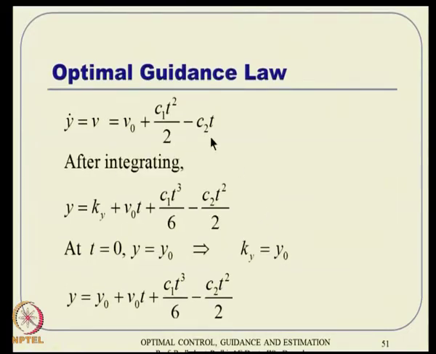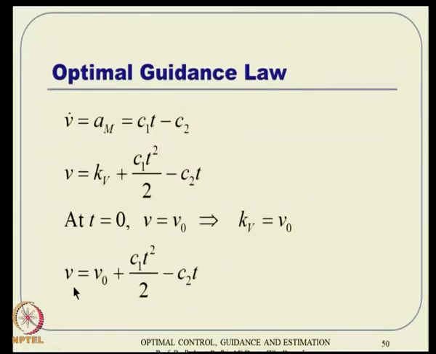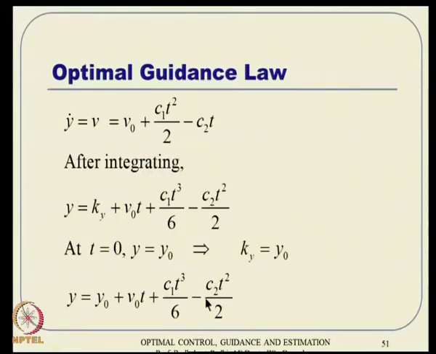So, we have this optimal guidance law, which is this. For deriving that, we need this expression for y also, because we want to utilize the boundary condition for y. So, we now put y dot is v, which is nothing but this, and then after integrating we will have this additional integration constant again from the initial condition that at t equal to 0, y equal to y naught, we will get ky equal to y naught. Okay. So, from this we will get this expression for y. So, we have this expression for v and this expression for y.